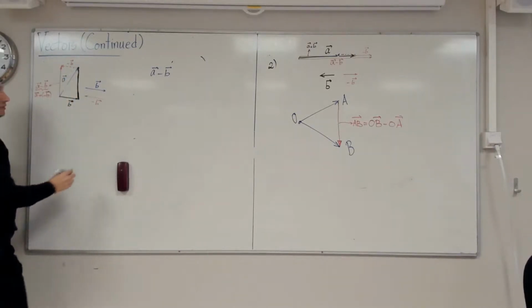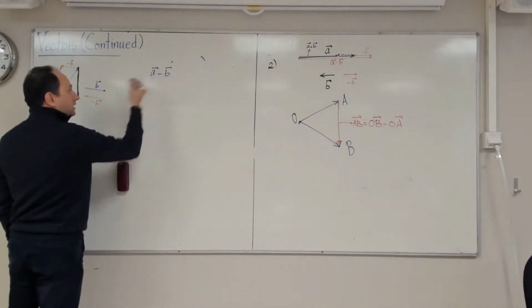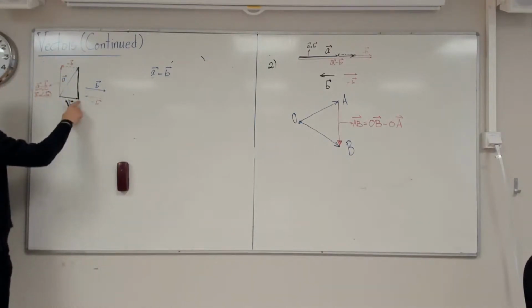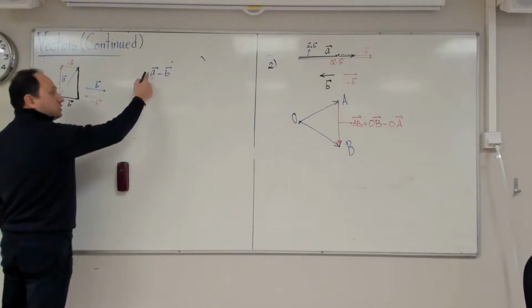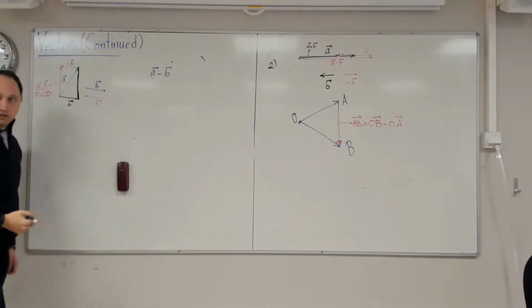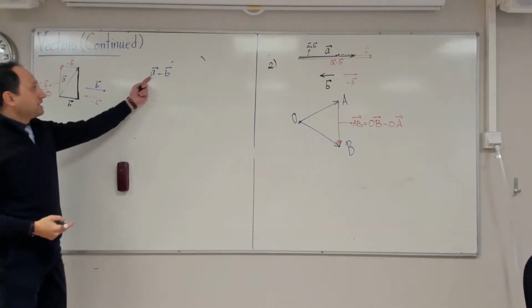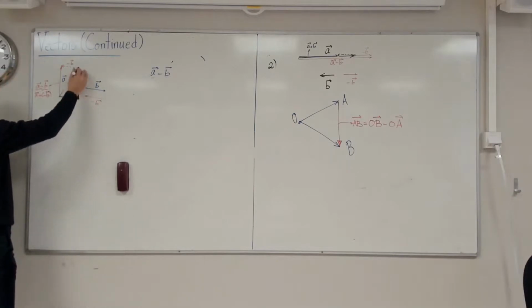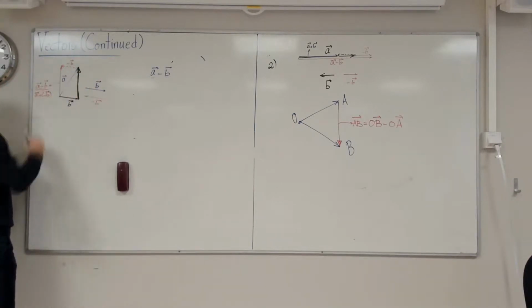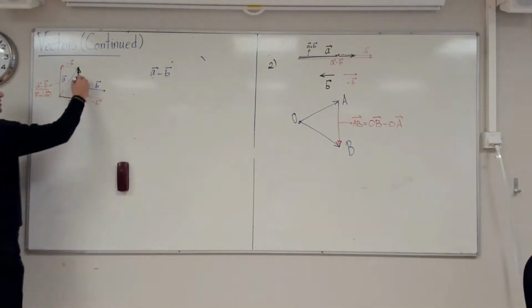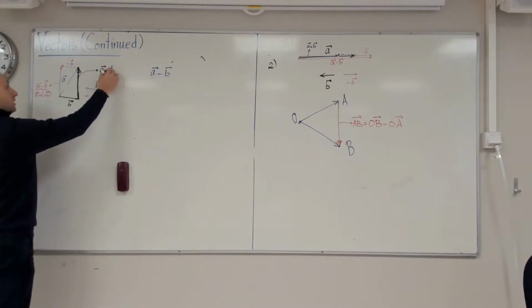This you need to be careful about. There are 2 points where you can put the tip of the arrow, either here or there. You need to see which one has the positive sign. A has the positive sign. So I have to put the tip of the arrow here. And this is also A minus B.